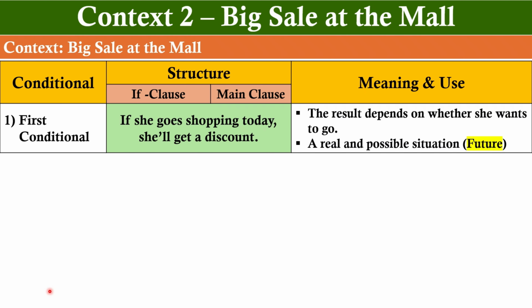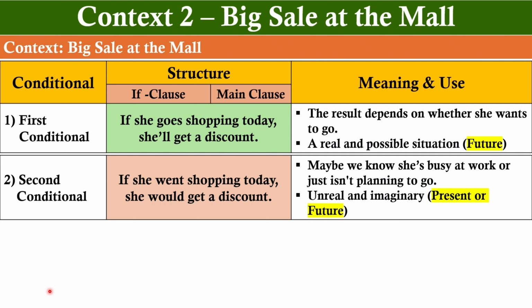Now compare that to the second conditional. If she went shopping today, she would get a discount. This one sounds less likely. Maybe we know she's busy at work or just isn't planning to go. We are not talking about a real plan. We are just imagining what would happen if she did go. So, this sentence talks about an unreal or imaginary situation in the present or future.